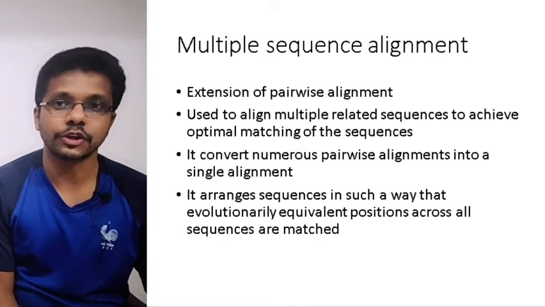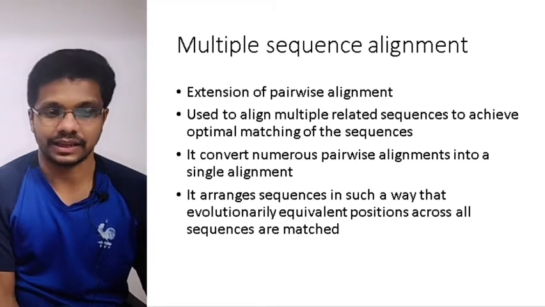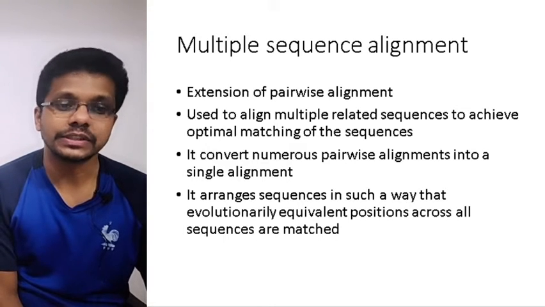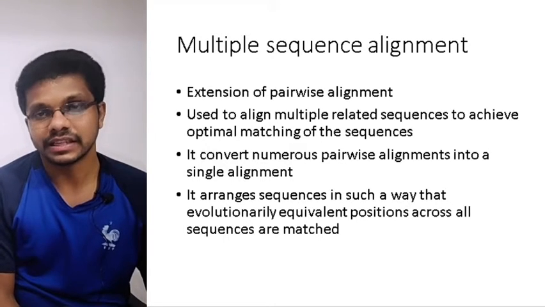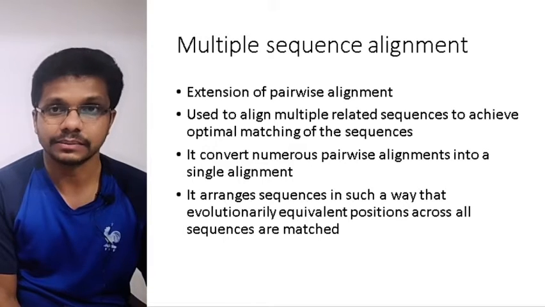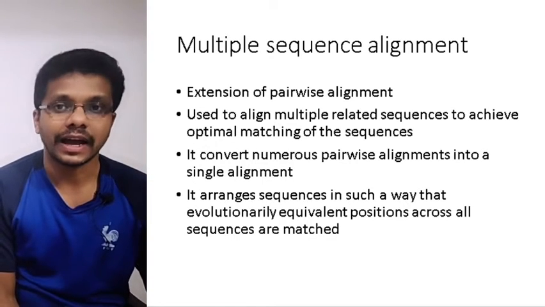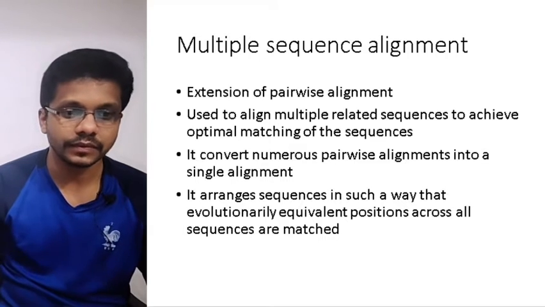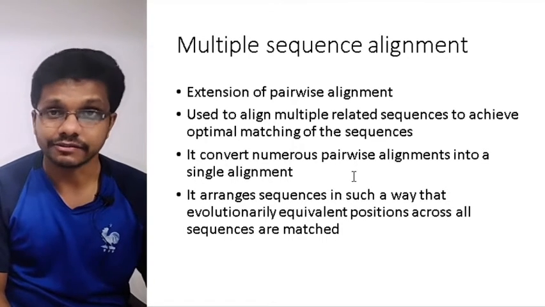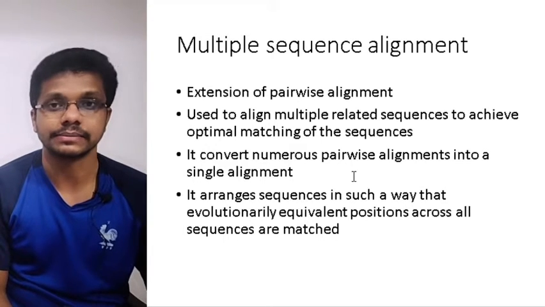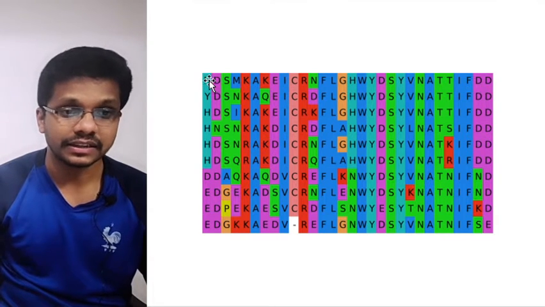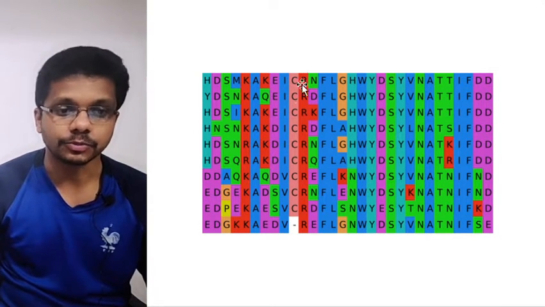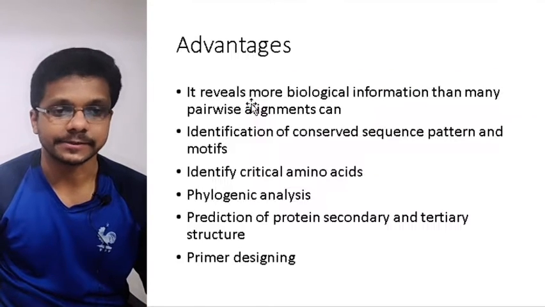So the algorithm requirements or the software requirements for doing multiple sequence alignment are much more than for pairwise alignment. What it does is convert multiple pairwise alignments into a single alignment. Basically, what they are doing is pairwise alignment, but these pairwise alignments are stacked and made into a single alignment. This multiple sequence alignment actually reveals more evolutionary relationship between organisms than a pairwise alignment. So this is an example of multiple sequence alignment. The sequences are fitted into the same frame to maximize the similarities between them.